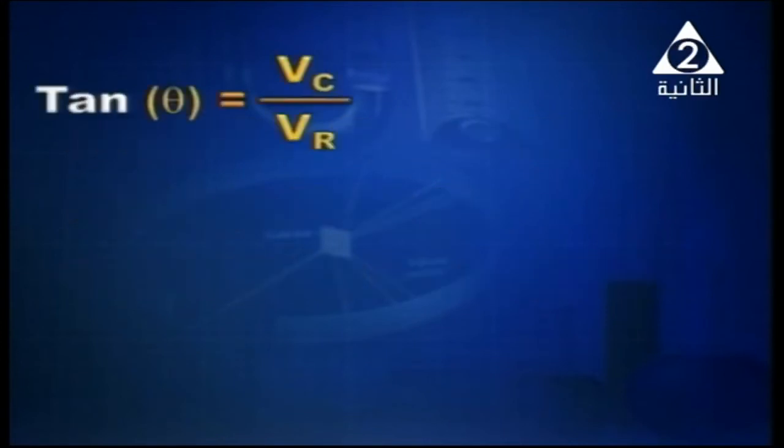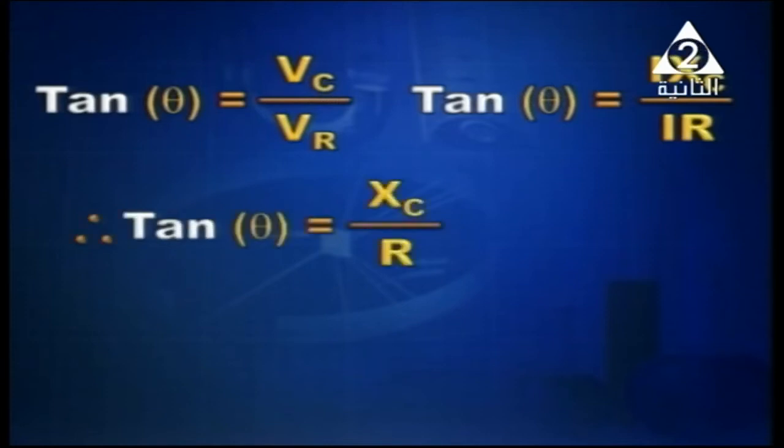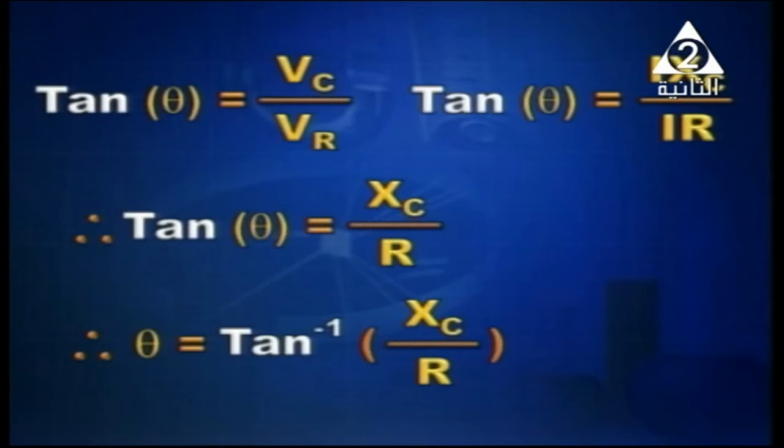Tan theta equals VC over VR. So tan theta equals IXC over IR. VC is equal to the product of I and XC. And VR is the product of I and R. So the current will be cancelled out. So tan theta equals XC over R. And theta itself equals tan^-1 of (XC over R).